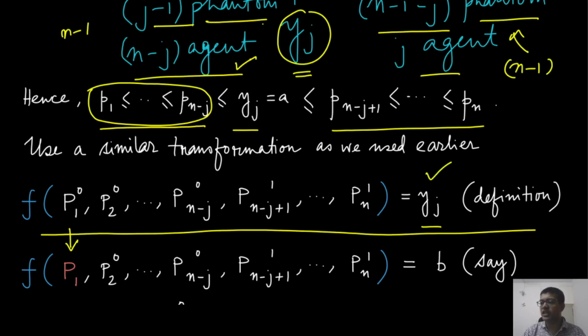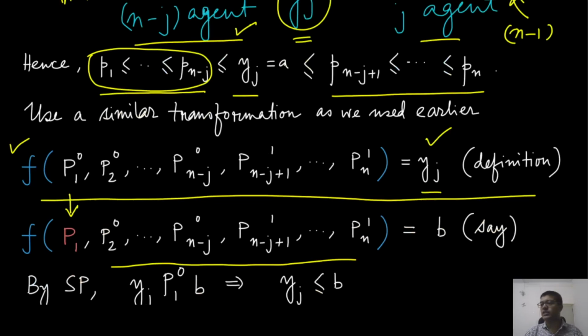So n minus j of this peaks on the leftmost side, and the rest of the peaks on the rightmost side. Apply f on that. That is going to be your yj. Now what we are going to do is just change player 1's preference here, from p0 to p1, and for all the other players the preferences are the same. Suppose that outcome is b, and we are going to show that b should be equal to yj.